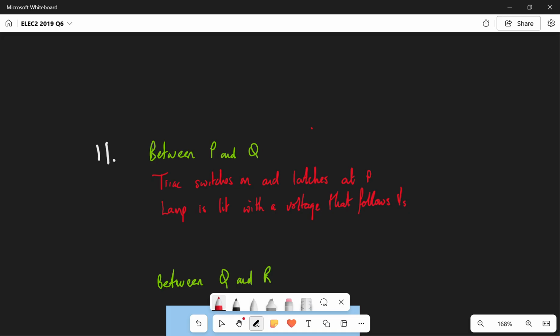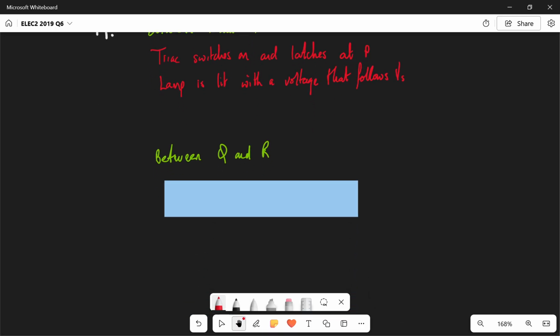And so before then, it just follows the voltage of the supply, which is why it's just rising before it gets to point P. But immediately it gets to that switching voltage, it switches on. And when it switches on, what happens is the lamp is going to be lit with a voltage that follows Vs. Right, so all of the voltage goes to the lamp, and all of that voltage is dictated by the voltage of the supply. Okay, what about between Q and R then?